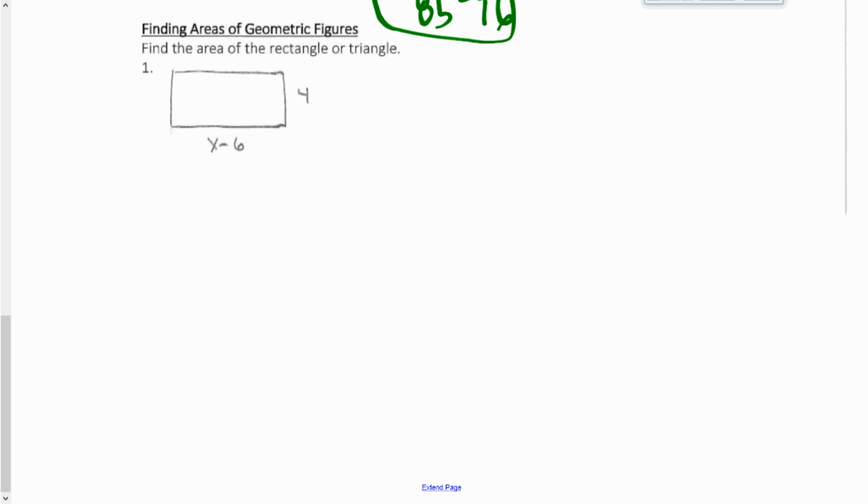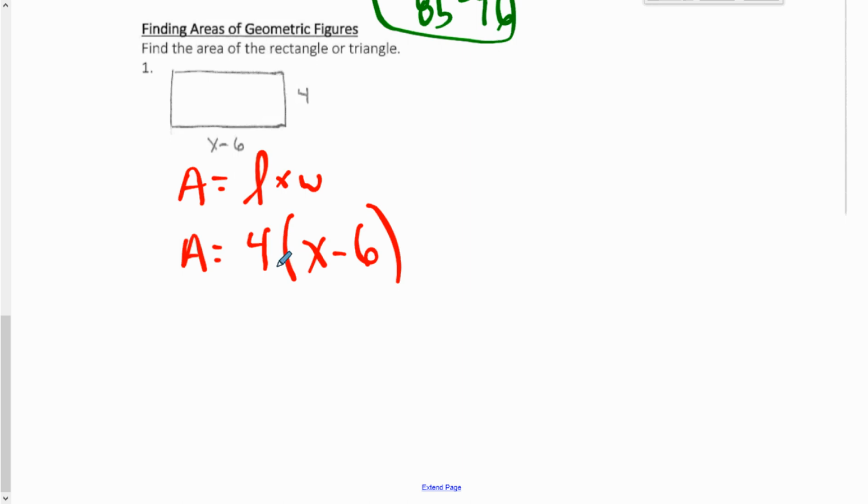Looking at the bottom of this first page, it says we are going to find areas of geometric figures. So it says find the area of the rectangle or triangle. To find the area of a rectangle, you've probably seen this before, the area equals the length times the width. So here I have a length of 4 and a width of x minus 6. So that's 4 times the quantity x minus 6. So I'm set up to do the distributive property. So my area will be 4x minus 24. 4 times x is 4x. 4 times 6 is 24, and I have subtraction in between them.